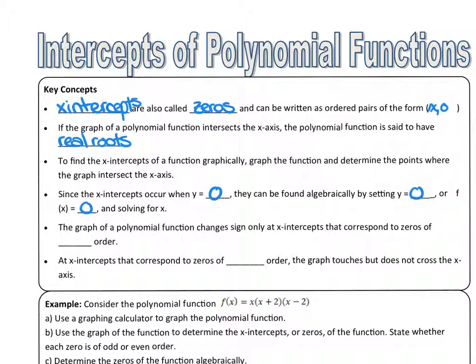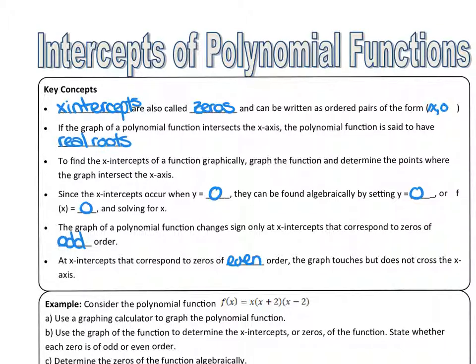The graph of a polynomial function changes signs only at x-intercepts that correspond to zeros of odd order. So if it actually crosses and goes from negative y's into the positive y's, then it's said to be of odd order. Otherwise, you do have some functions that come up and touch it and then come back down, at x-intercepts that correspond to zeros of even order. The graph touches but does not cross the x-axis.